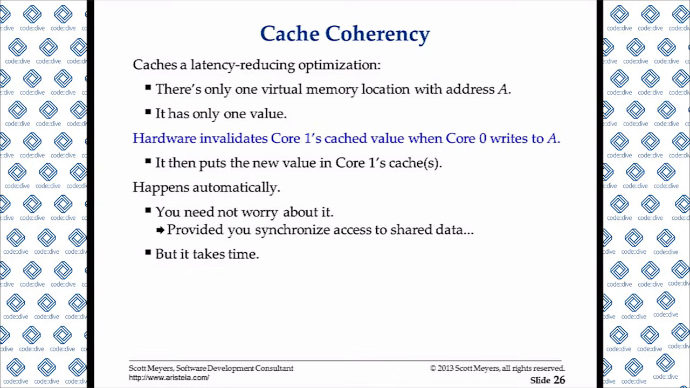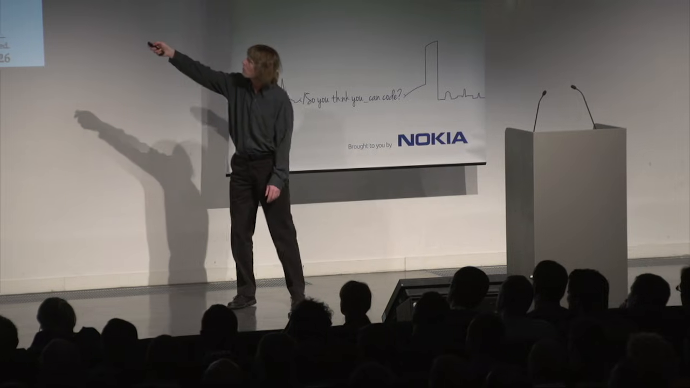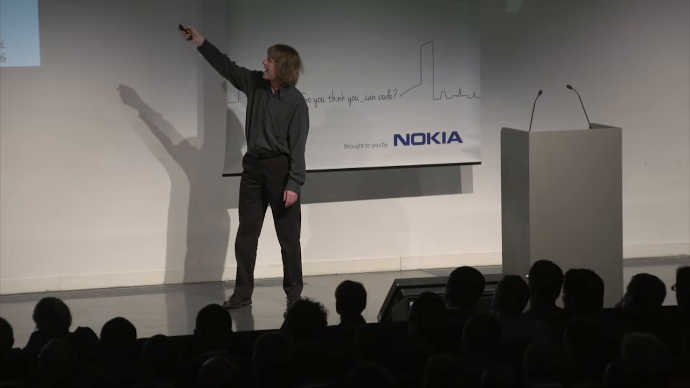But here's the good news. You get a programming model from the manufacturers of the hardware. The programming model says that caching is a latency-reducing optimization, and that you as a software developer don't have to worry about it. And it's true, you do not have to worry about it. Here's the situation. There is only one virtual memory location with the address A, and it only has one value.